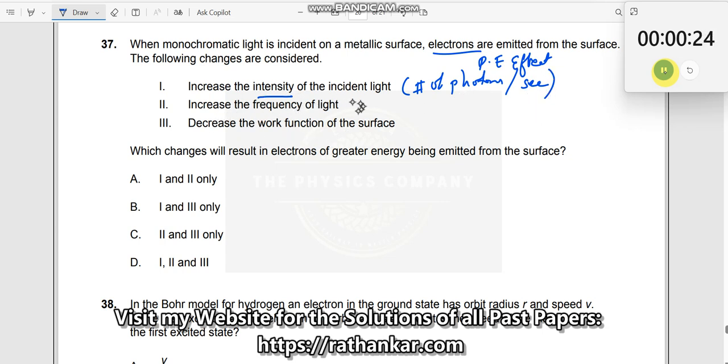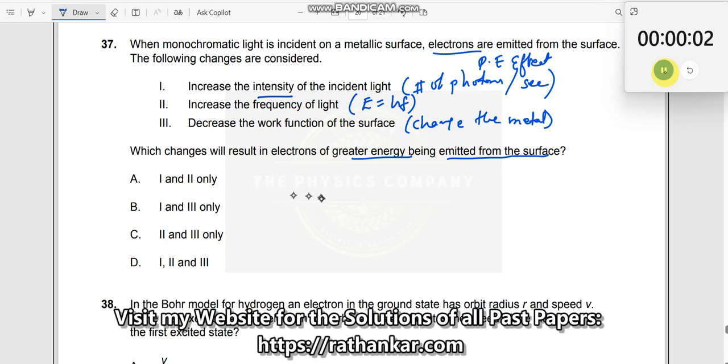Increasing the frequency of light. What do you mean by that? If you increase the frequency, the energy of a photon will be equal to h into f. Then decrease the work function of the metal, which means change the metal. Now we have just understood crudely what each of the parameters refers to. Which changes will result in electrons of greater energy being emitted from the surface?